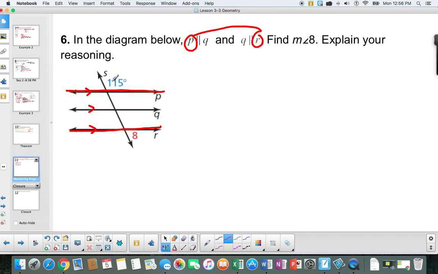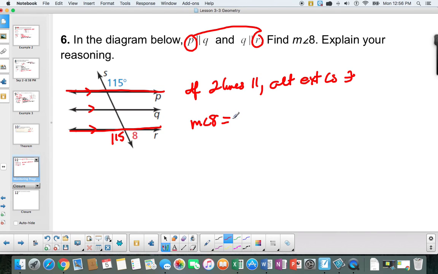So I know that this angle and this angle have to be the same, because if two lines are parallel, then alternate exterior angles are congruent. And since this is 115, the measure of angle 8 will be 65 degrees, because they have to be supplementary.